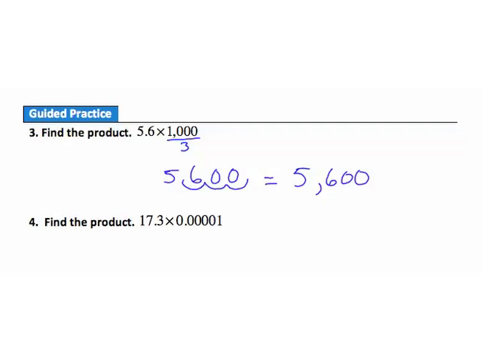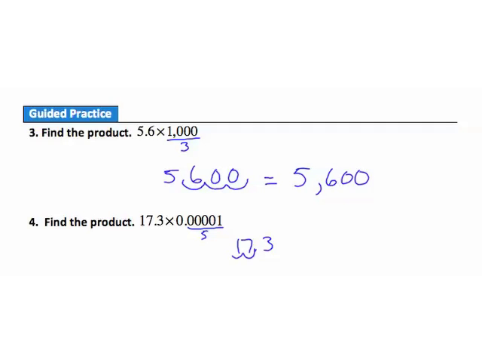Well, you can see here that I'm multiplying by a power of 10 that is smaller than 1. So this is going to make a smaller answer. And in fact, I have here 1, 2, 3, 4, 5 digits behind the decimal. So since I have 5 digits behind the decimal, I'm going to need to move this decimal 5 places to the left. So we're starting with 17.3, and now we need to move that decimal 5 places to the left to make this answer smaller.